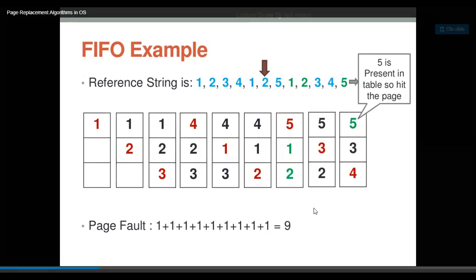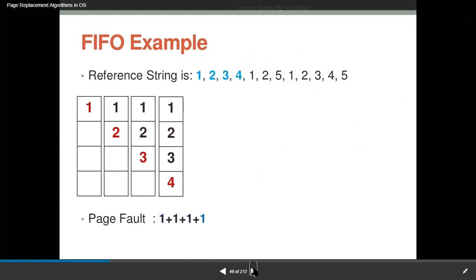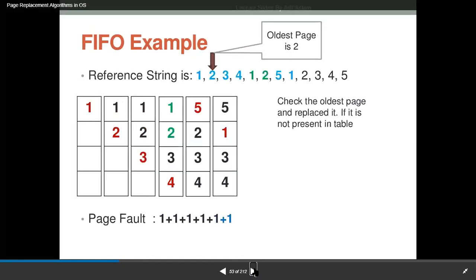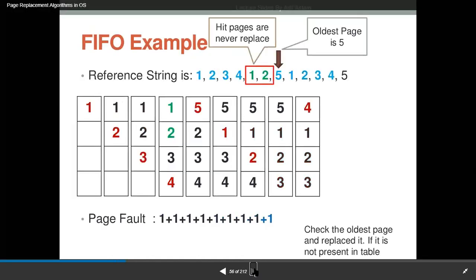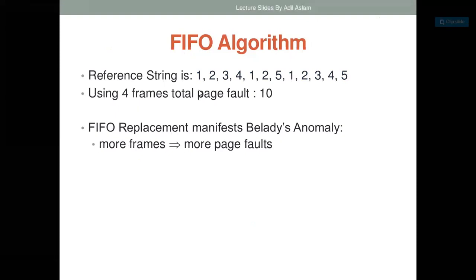But you see, if I do it for the 4 frames, after doing the calculations one by one, whenever we are using the 4 frames in the first in first out algorithm, the total page fault is 10. Okay, so this is called Belady's anomaly. That means in the first in first out replacement algorithm, even though normally more frames, more memory means that more pages can be there.